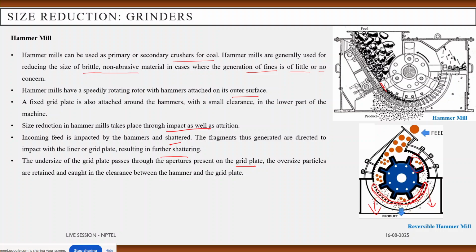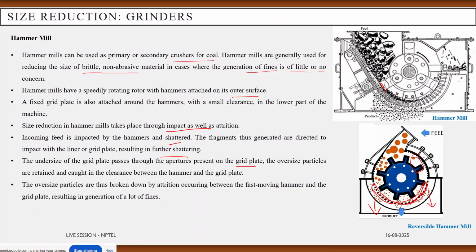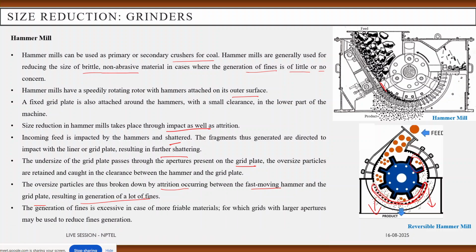See this part, they are again taken away. If they are not being crushed enough, they are again taken away, and it is again going for the next round of grinding. So the oversized particles are thus broken down by attrition occurring between the fast moving hammer and the grit plate, resulting in the generation of a lot of fines sometimes.